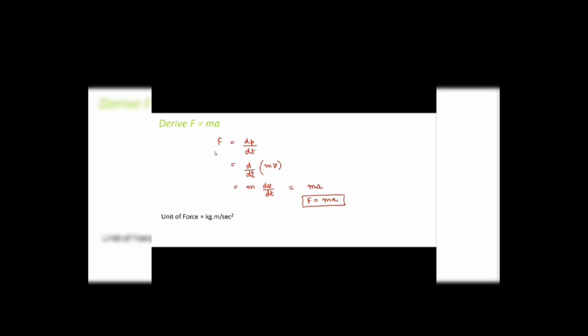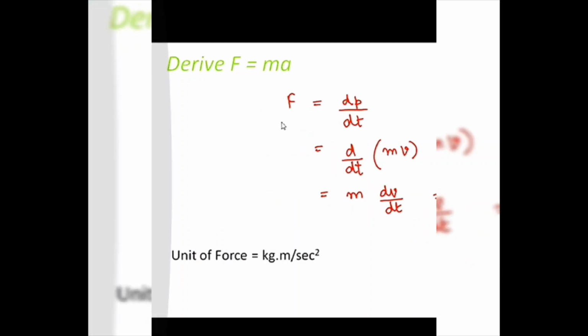Now, what is the unit of force? According to this, force can be written as mass times acceleration. The unit of mass is kg and the unit of acceleration is meter per second square. So the unit of force is kg meter per second square. But the SI unit of force is Newton.